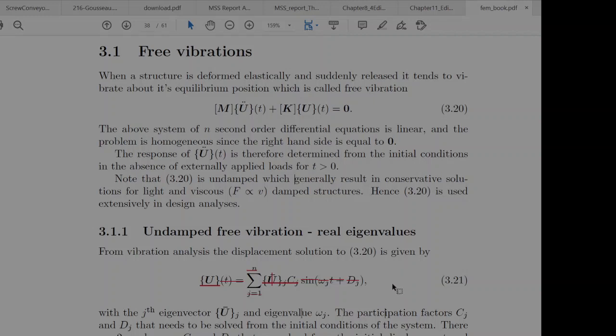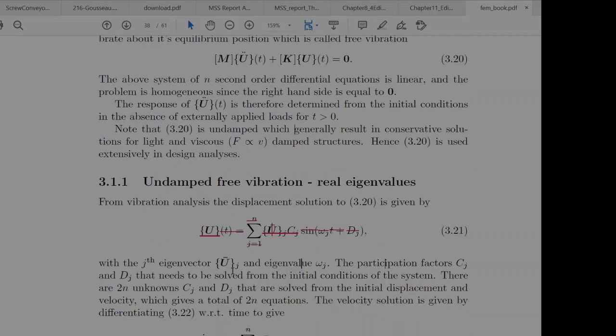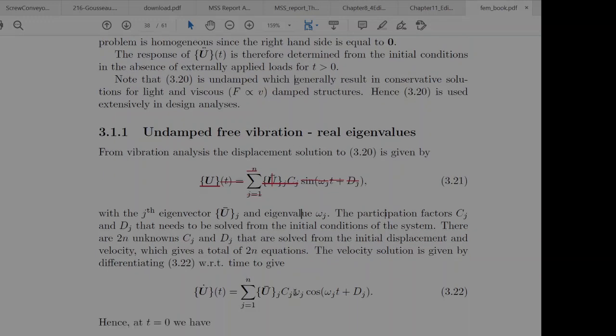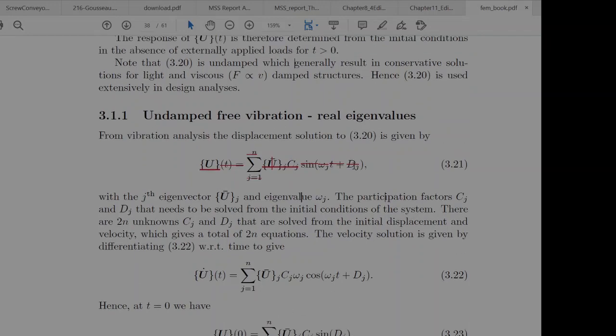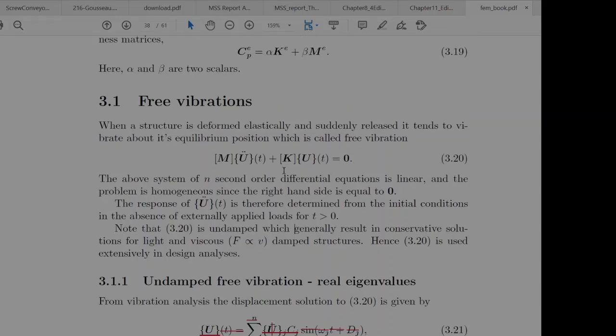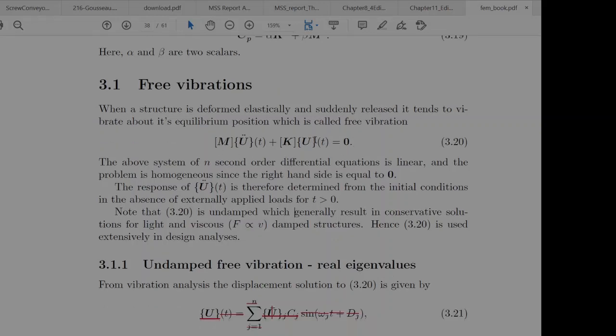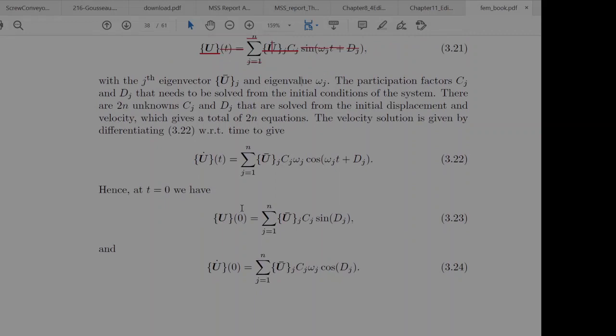So I can then say this is my displacement solution. If I know what CJ and DJ are, I can tell you after a million seconds what the response is. This is beautiful. I can also differentiate this and tell you what's the velocity. This is what we've done here. So this is really what it boils down to. How do I solve for CJs and for DJs? Well, I need to solve it from the initial conditions of my problem. So what is the velocity and what is the displacement at time 0?